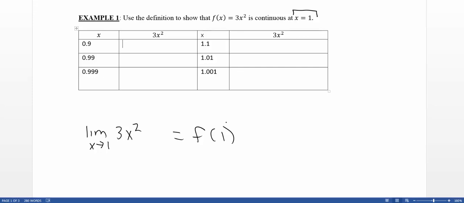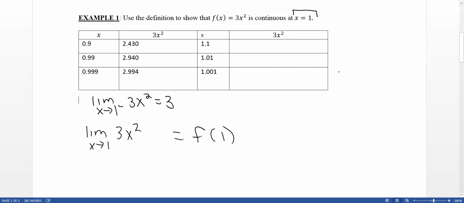So when we approach 1 from the left, we're considering values like 0.9, 0.99, 0.999. When we plug those into our function, we get the following values. We get 2.430 for 0.9, 2.940 for 0.99, and 2.994 for 0.999. So again, I want to consider what these values are approaching as I take the limit as x approaches 1 from the left. And so here, I feel confident in saying that these values are approaching the number 3.